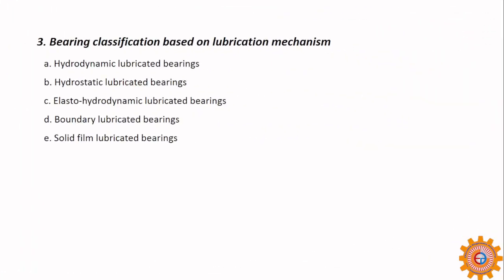Next is bearing classification based on lubrication mechanism. One is called hydrodynamic, the other hydrostatic, the third elasto-hydrodynamic, the fourth boundary lubricated, and the other solid or solid film lubricated bearings. These we will discuss in our next videos, about sliding contact bearings and also radial contact bearings.